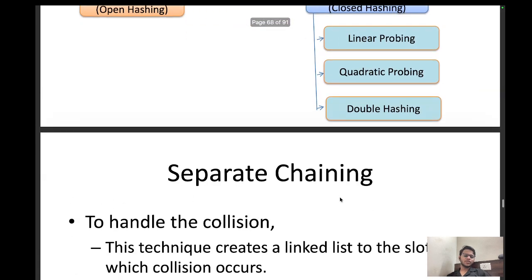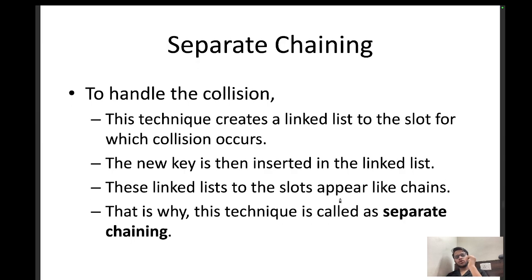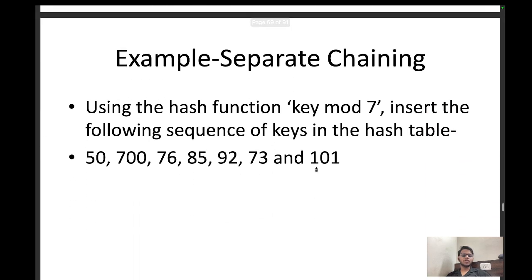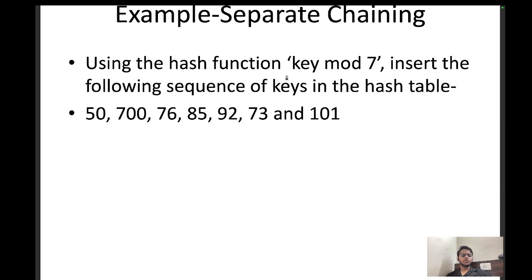So now let us start quickly with separate chaining. I've already explained how to make the hash function, hash table, and everything. So now let us skip this theory part and move on to the question. We have been given an example using the hash function key mod 7. Insert the following sequence of keys in the hash table. We have been given all these values.